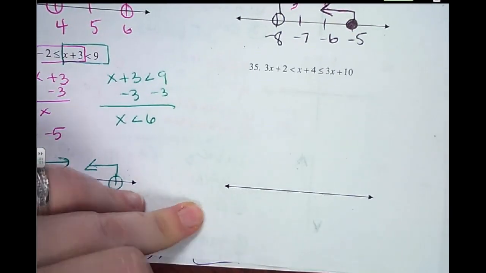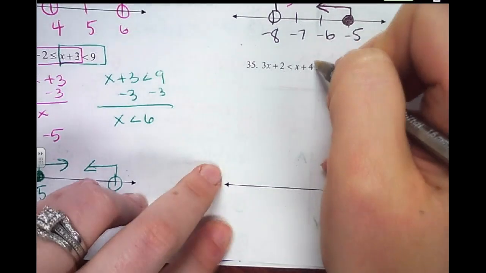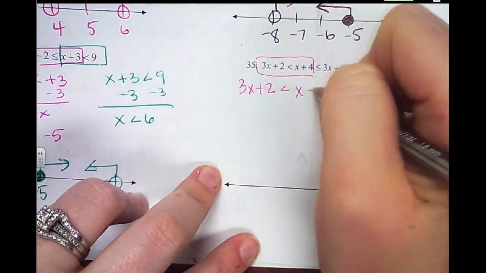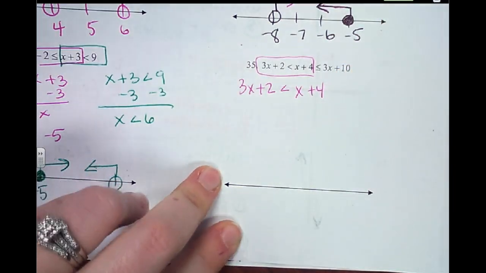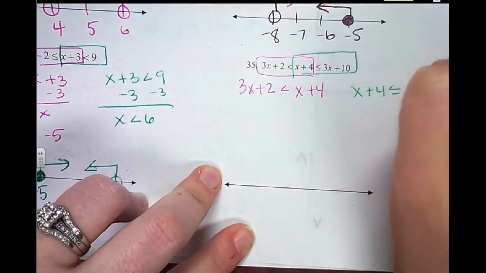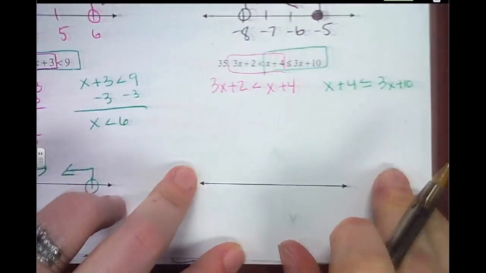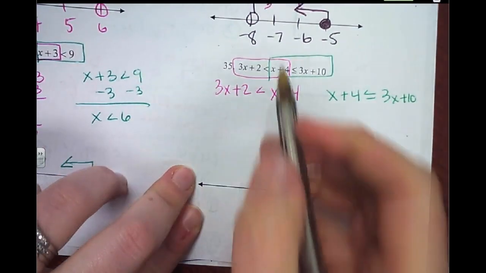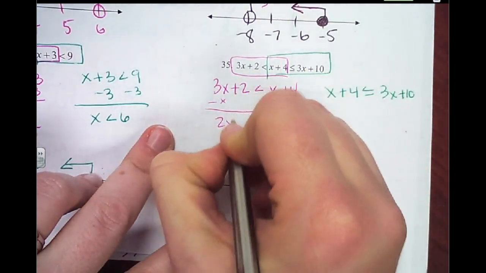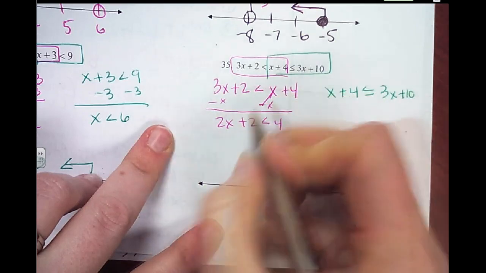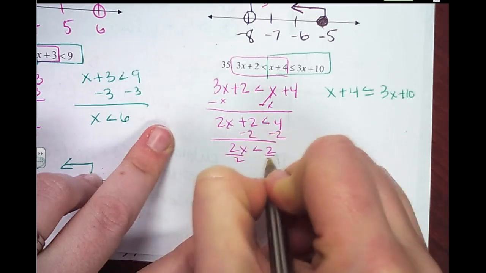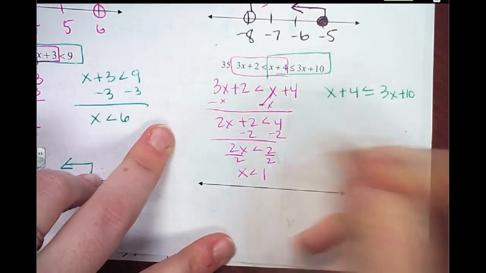And the last one. So same thing, separate it out. 3x plus 2 is less than x plus 4. And then the other one, x plus 4 is less than or equal to 3x plus 10. Okay, so I'm going to solve the first one. I like my x's on the left. So subtract x. 2x plus 2 is less than 4. Subtract 2. 2x is less than 2. Divide by 2. X is less than 1.